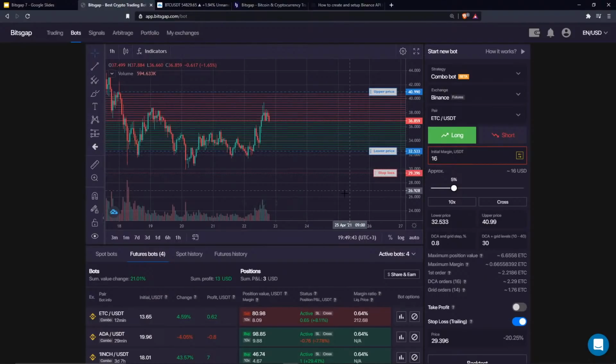So make sure to trade with the stop loss just to have better control over your risk and to minimize the potential loss.